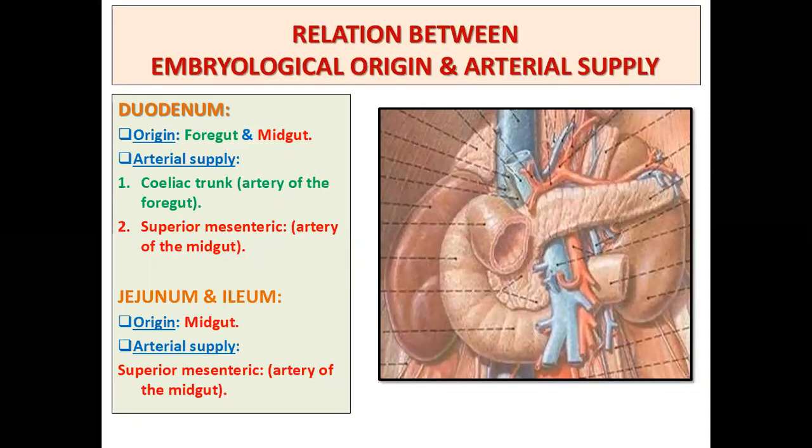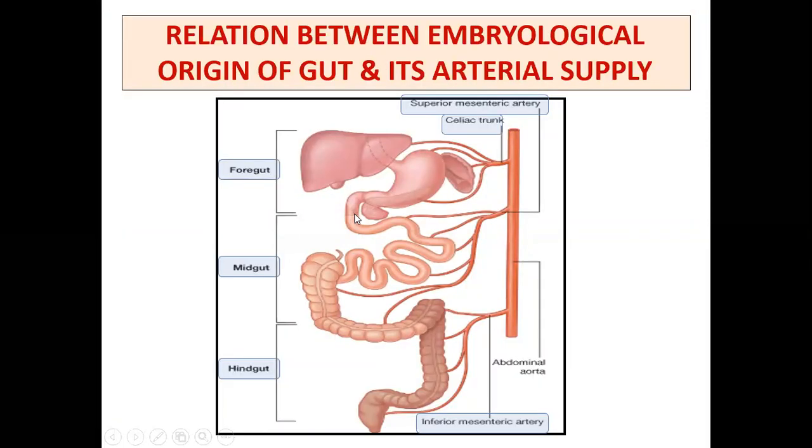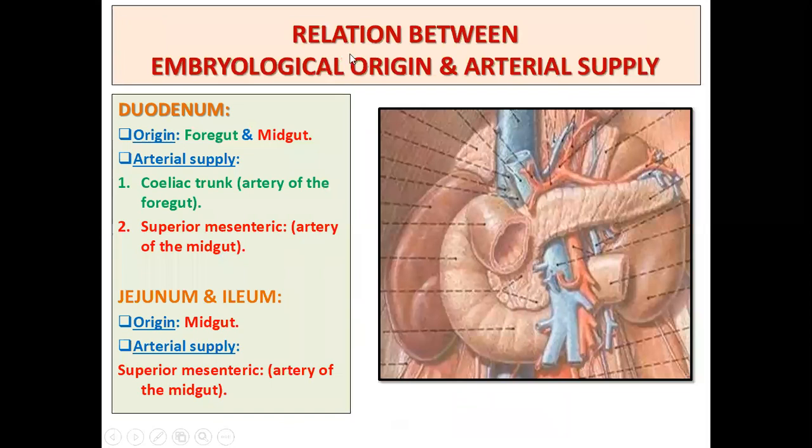Coming to the relation between the embryological origin and the arterial supply of the duodenum, jejunum, and ileum. As I said, the duodenum has different parts we'll discuss. Up to the second part is part of the foregut, so it is supplied by the celiac trunk. Below that is part of the midgut. This is the third and fourth part of the duodenum, supplied by the superior mesenteric artery. So the duodenum is supplied by two arteries because it develops partly from the foregut and partly from the midgut.